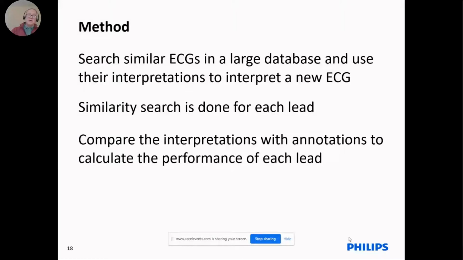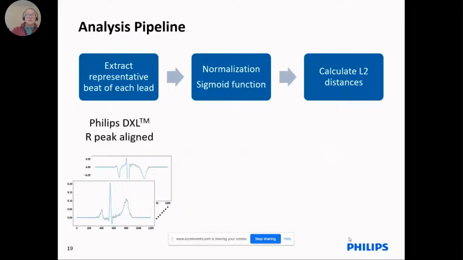So we would compare the interpretation with the reference annotations to what we get with our algorithm, and calculate the performance of each single lead as a separate algorithm. And our simplified analysis pipeline looks like this. Upper left in the block diagram, we extract the representative beat, and we align by R peaks, and we use our 12 lead algorithm to get the average beat.